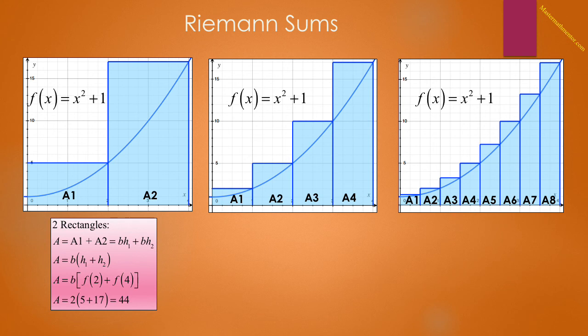Since f of x equals x squared plus 1, f of 2 is 5 and f of 4 is 17. So the area is 2 times the quantity 5 plus 17, or 44. It should be clear that this grossly overestimates the true area under the curve.